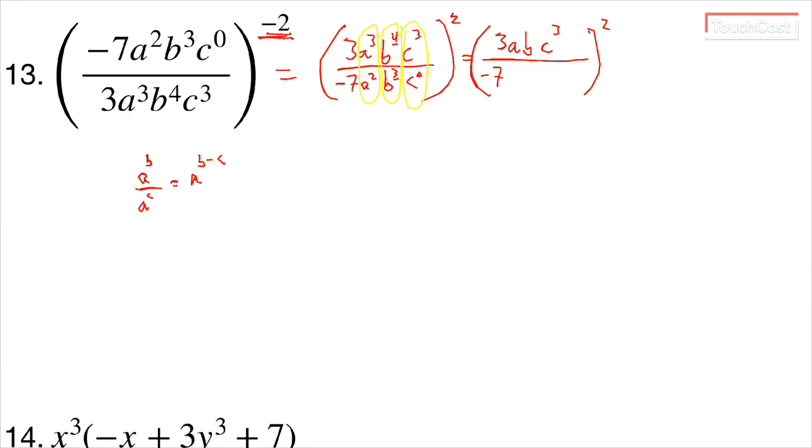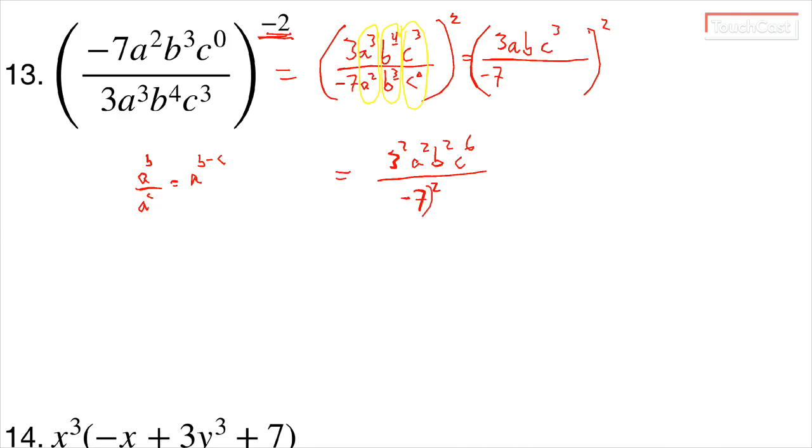So now we're left with a much simpler result. So now we have to take the square of this. So we need to square every term inside of the parentheses, including the whole number terms, the coefficients. So 3 squared, a squared, b squared, c to the 6th, because we multiply when we raise a power to a power, over negative 7 squared.